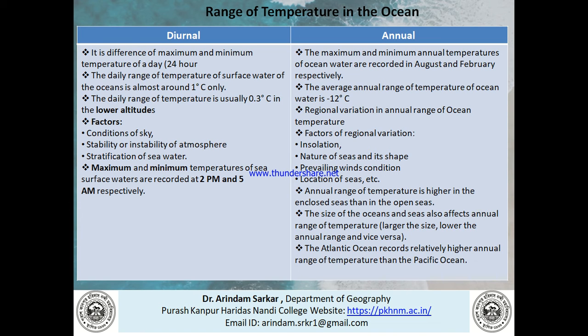The annual range of temperature of ocean water is about 12 degrees centigrade. Regional variation in annual range of ocean temperature is very high because of insolation, nature of the sea and its shape, prevailing wind condition, location of sea, etc. The annual range of temperature is higher in the enclosed sea than in the open sea. The size of oceans and seas affects annual range of temperature. The Atlantic Ocean recorded a relatively higher annual range of temperature than the Pacific Ocean.